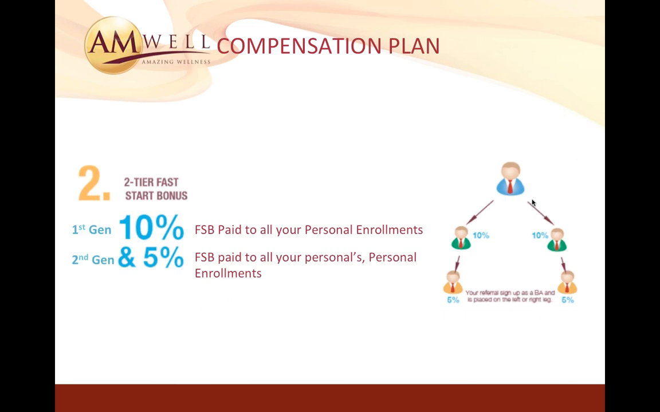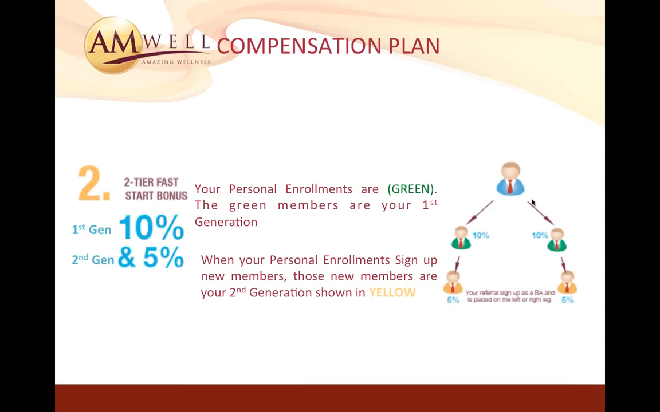So if you look at the right view, the person in blue is the person on top. The people in green would be your first generation, and your second generation are the people in yellow. So your first generation is anybody that you personally enroll is automatically your first generation. That's 10% off of the wholesale price. So if they buy $200, you'll get 10% of that direct as a Fast Start bonus. If they also enroll someone else at $200, then you will get 5% of that.